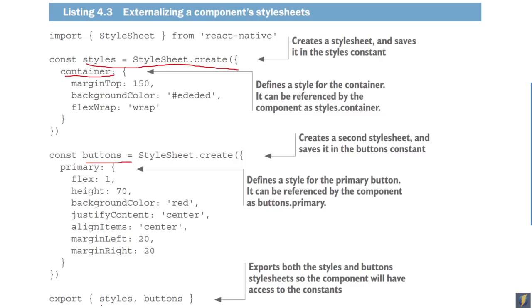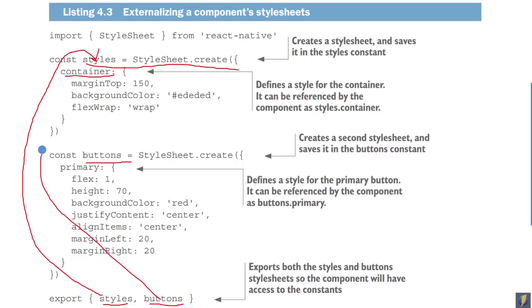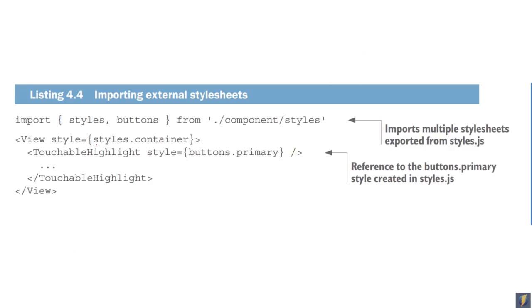Finally, we export styles and buttons. Styles is here, and buttons is here. So we define two styles and export two styles. How to use it?